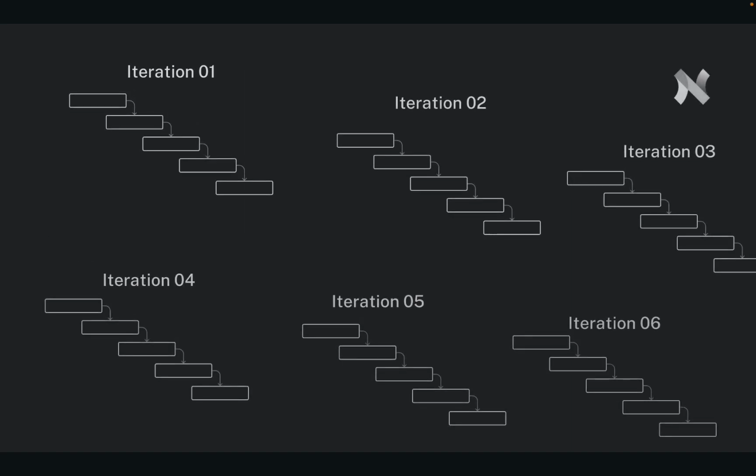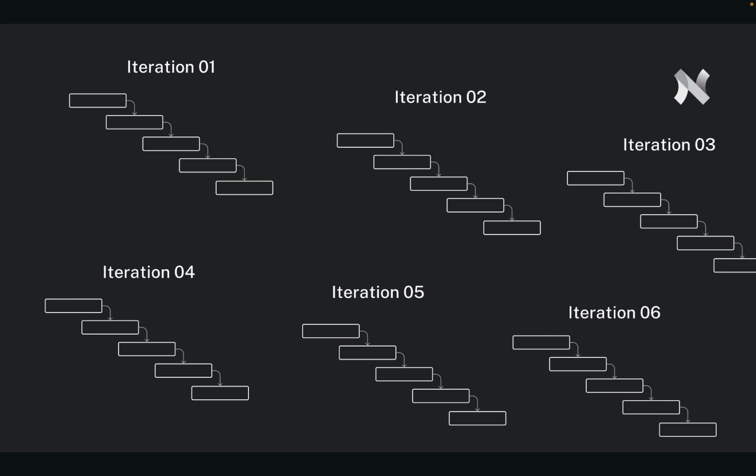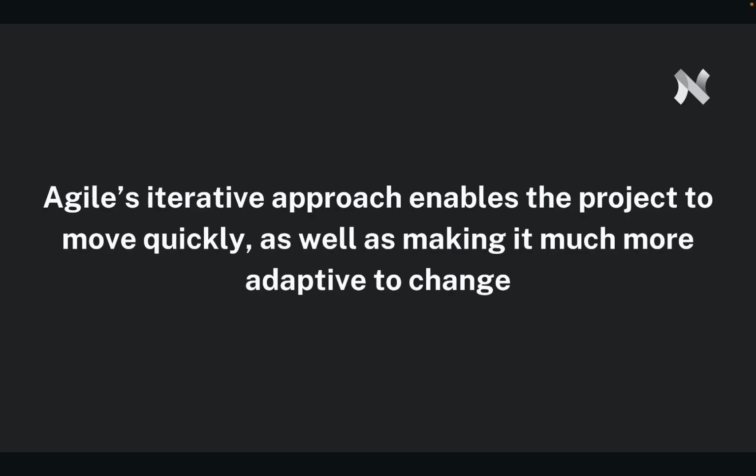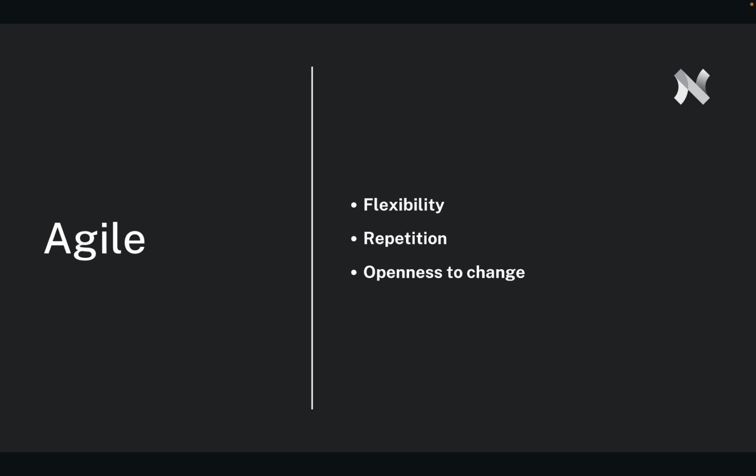Imagine each task in Agile as its own mini waterfall, a series of small but powerful steps towards the big goal. You may be wondering about this Agile loop. It's a speed booster and it welcomes change, making projects flexible and lightning fast. So, Agile means flexibility, repetition, and welcoming changes.